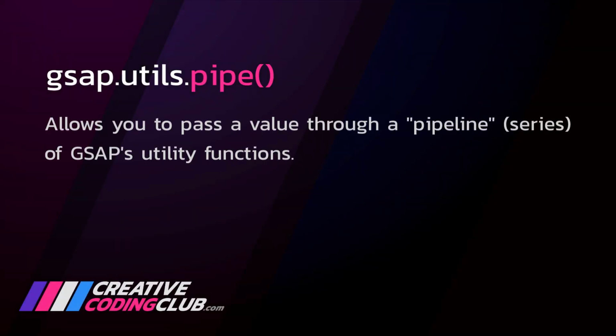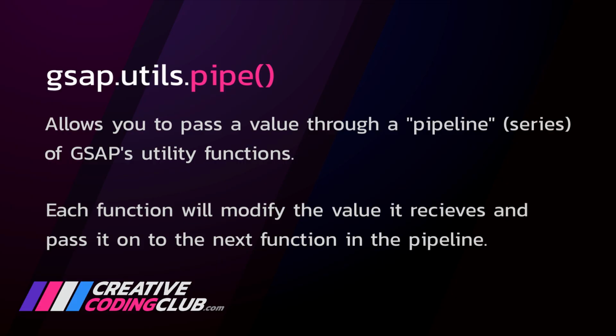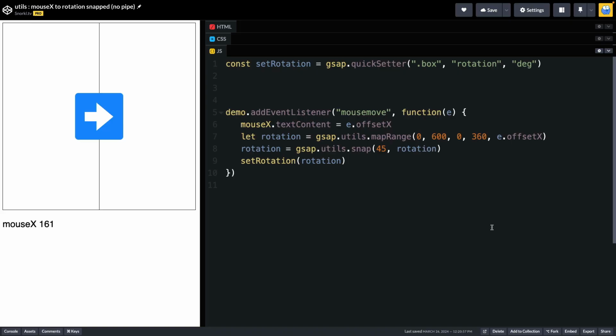GSAP.utils.pipe allows you to pass a value through a pipeline or series of GSAP's utility functions. Each function will modify the value it receives and pass it on to the next function in the pipeline. Currently in our code, we're taking the offsetX, running it through map range, assigning that value to rotation, and then passing that rotation value into snap, and then passing the new rotation value into setRotation. So to do the same thing using pipe, I'm going to create references to both the map range and snap functions that we need.